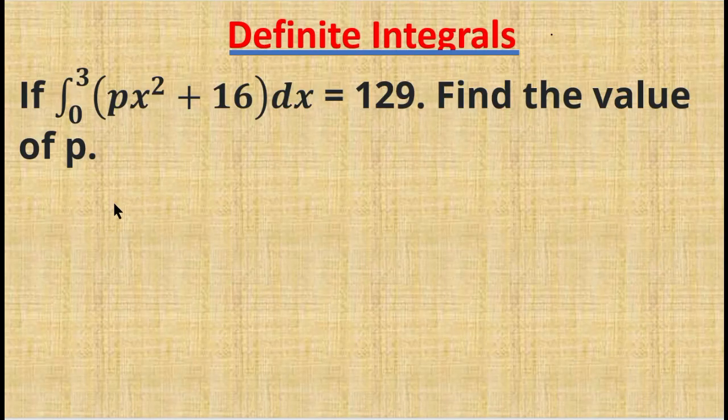We have this example on definite integrals. If the integral of px squared plus 16 with respect to x is equal to 129, we have to find the value of p. But notably, this integral is between 3 and 0.